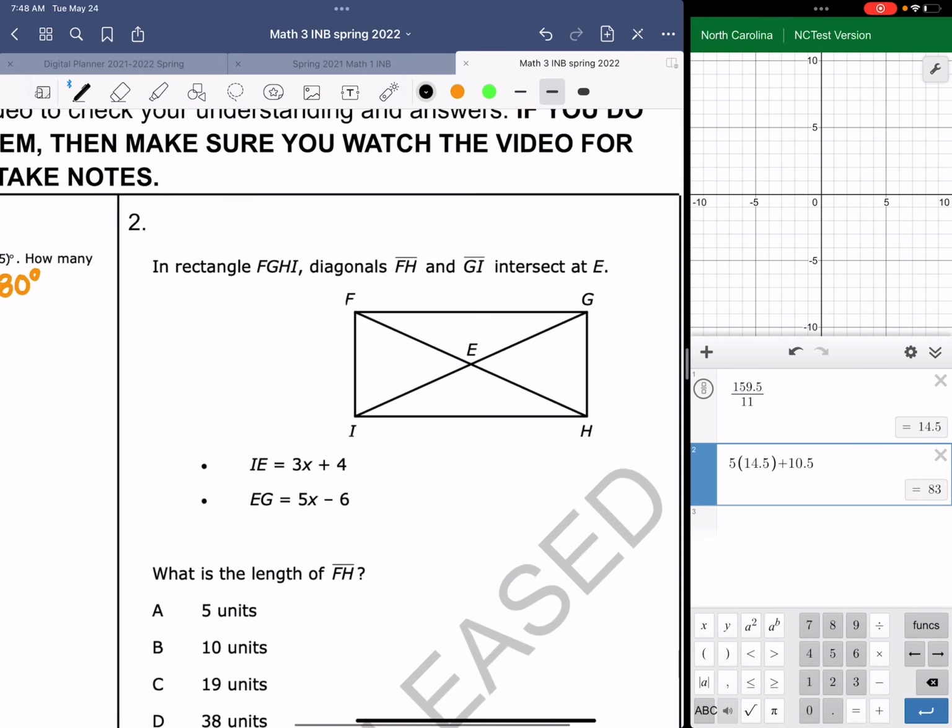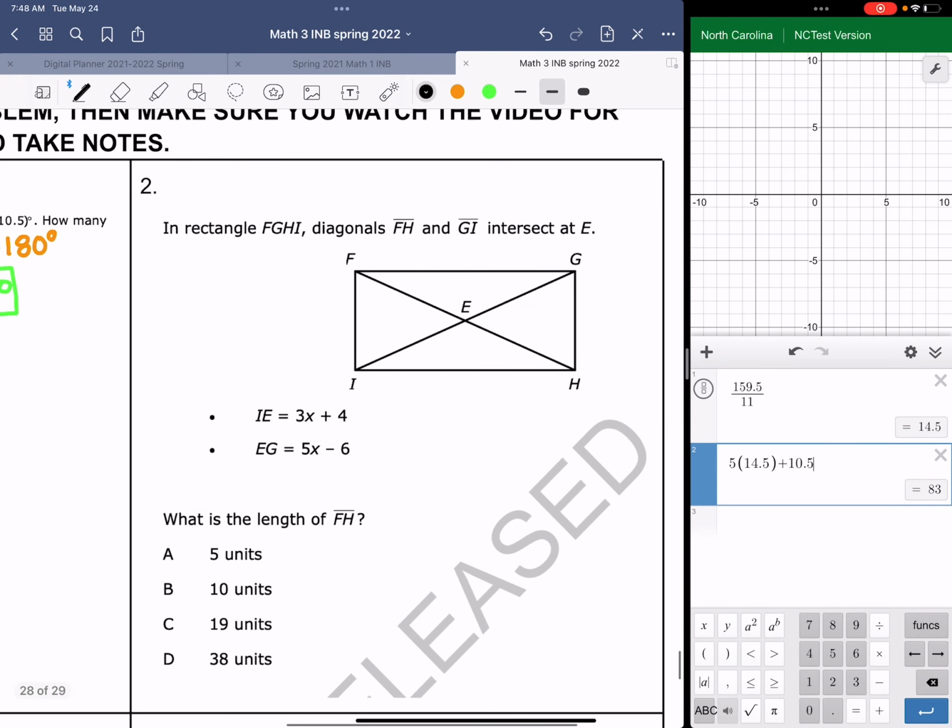All right, so for number 2. So again, we have a rectangle. A rectangle is also a parallelogram, and we have diagonals. Well, the diagonals in a parallelogram, especially in a rectangle, they intersect at E. Now, they tell us that IE, so IE is right here, and we have G or EG. So in this situation, this is 3x plus 4, and this one is 5x minus 6.